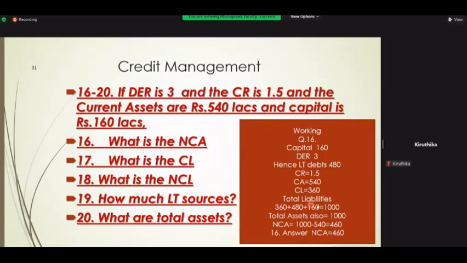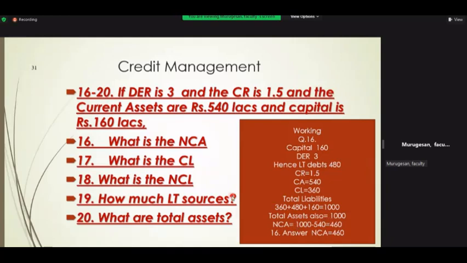Now total liabilities will be 360 plus 480 plus 160. Capital plus long-term loan plus current liabilities make the total liabilities. What is 360? Current liabilities. What is 480? Non-current liabilities. What is 160? Capital. Total 1000. Now total assets also 1000.